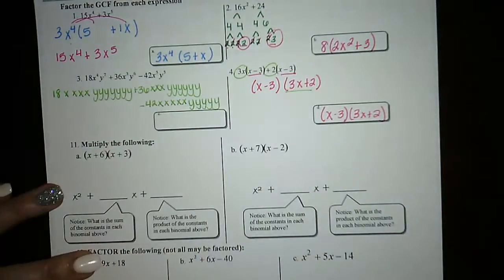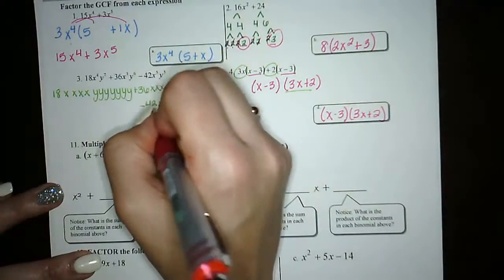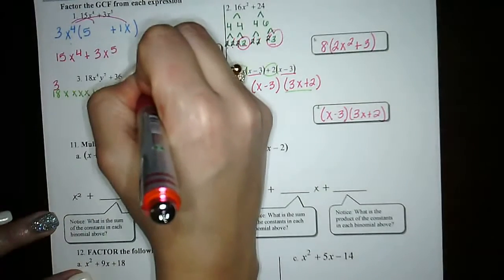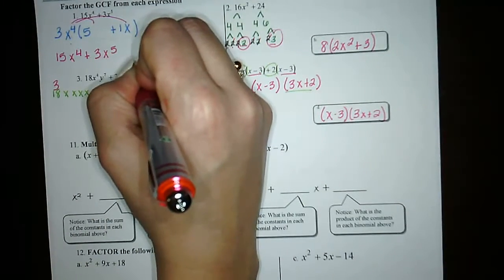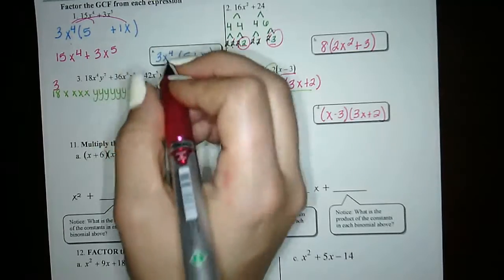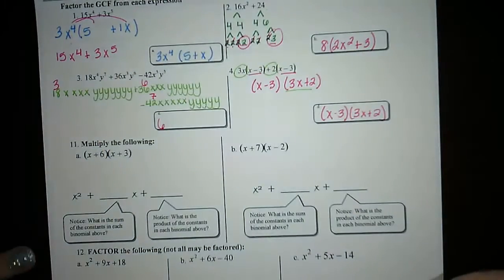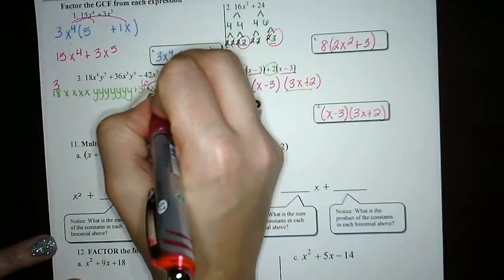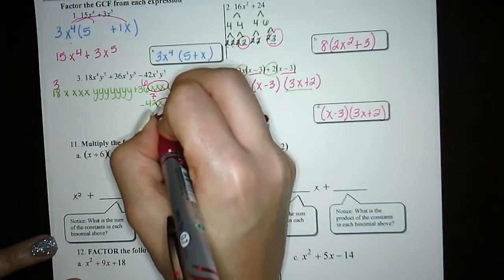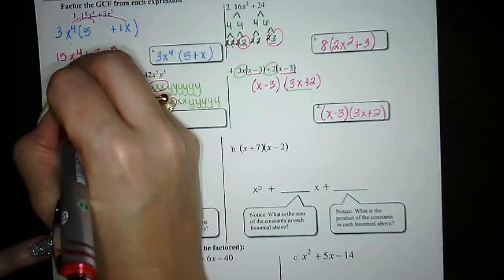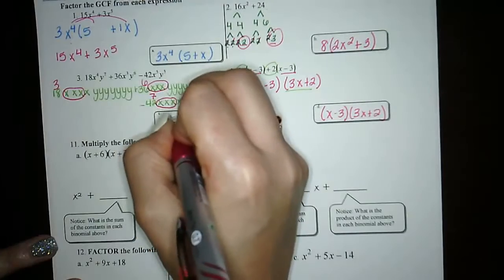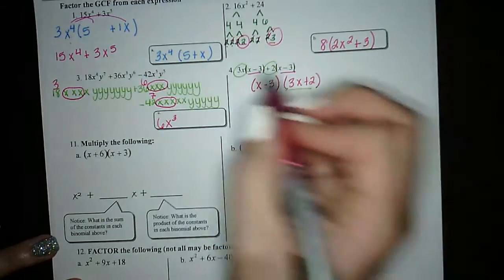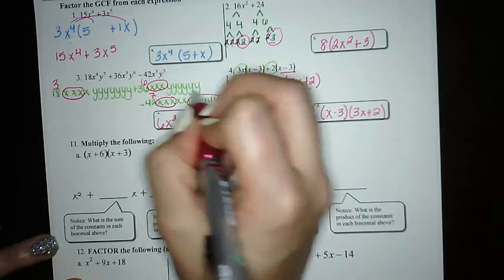So we said what number can come out of all of these? 6. 18 divided by 6 is 3. 36 divided by 6 is 6. And 42 divided by 6 is 7. And how many x's can come out of everything? 3. So I can take out 3 x's. So x cubed. How many y's can we take out? I have a total, max is 5, so I can take out 5 y's.